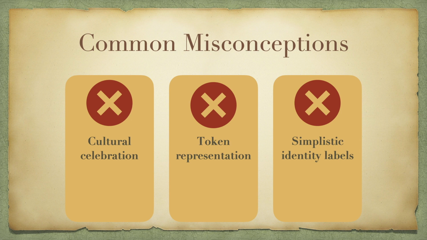Finally, we must avoid simplistic identity labels. People within cultural groups show more diversity than commonality. Humans are complex beings with multiple identities. We must avoid stereotyping even when talking about commonly shared practices and experiences.